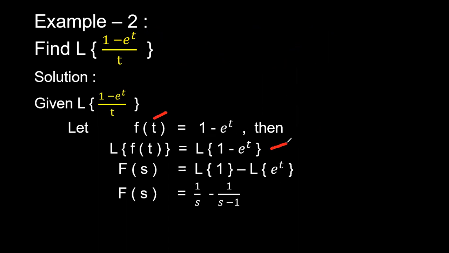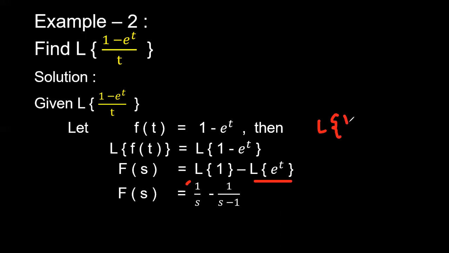So applying Laplace transform on both sides, what is Laplace transform of f of t? F of s. Now we have to apply Laplace transform to both terms, that is Laplace transform of 1 minus Laplace transform of e power t. What is Laplace transform of 1? That is nothing but 1 by s. What is Laplace transform of e power t? That is given as 1 by s minus a.